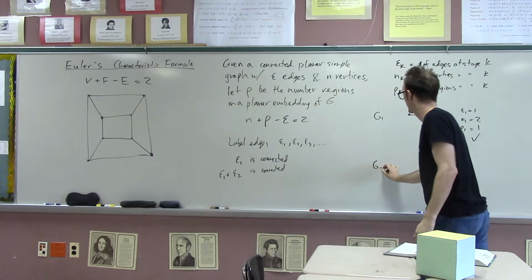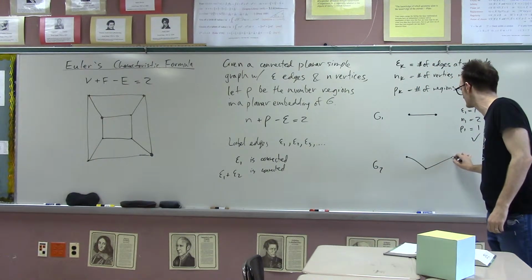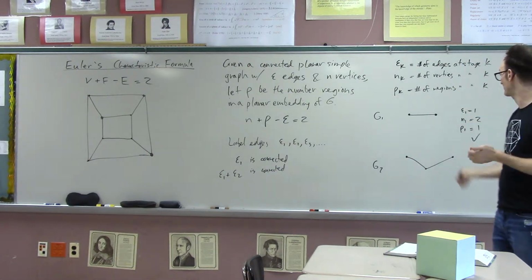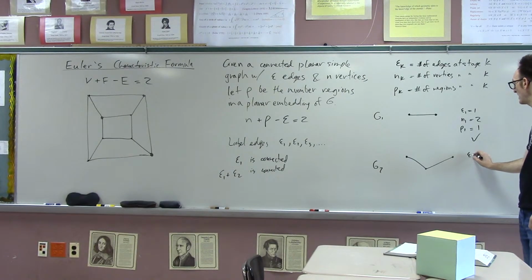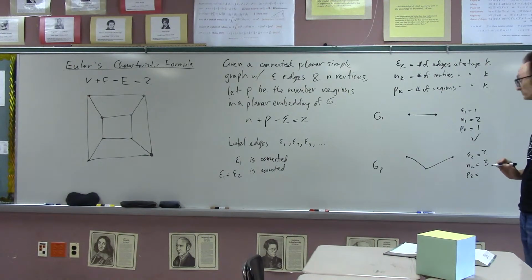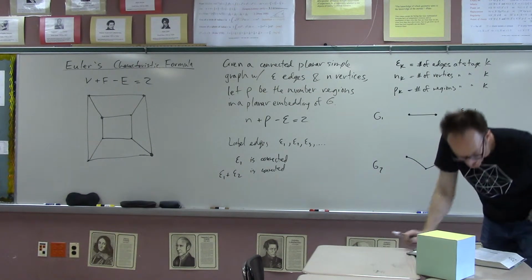Now go to G2, which is necessarily the only possible way for a graph to be, with you making it up piece by piece. What's epsilon 2, the number of edges at stage 2? What's n2, the number of vertices at stage 2? 3. What's rho 2, the number of regions? 1. And so does the relationship hold? Yes. Now we're going to do this by induction.